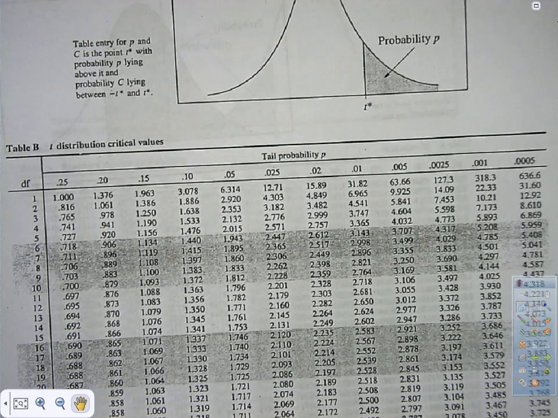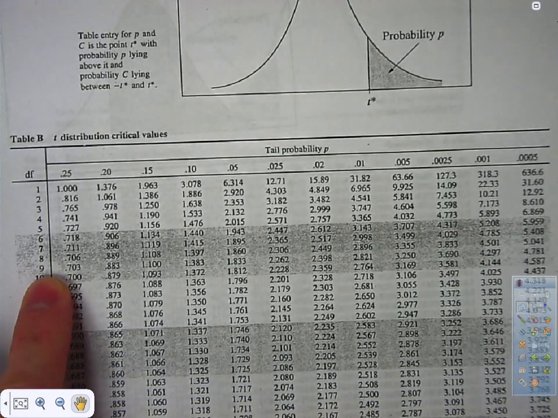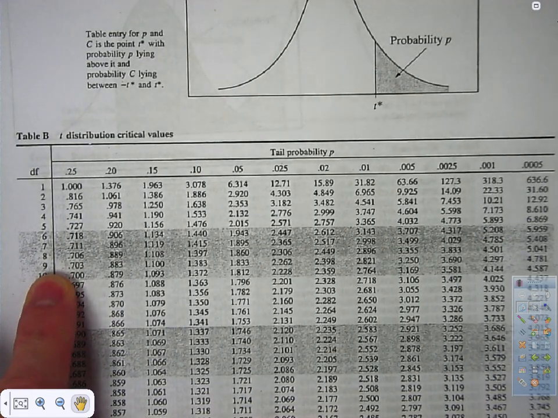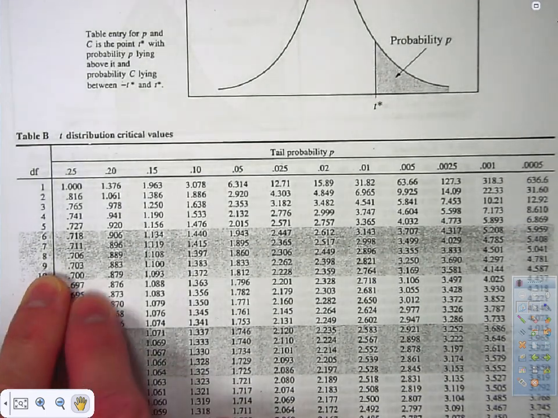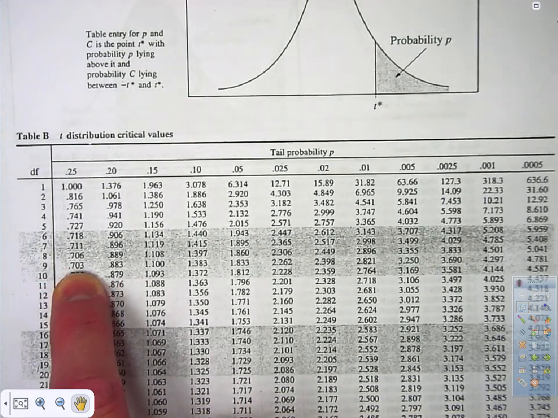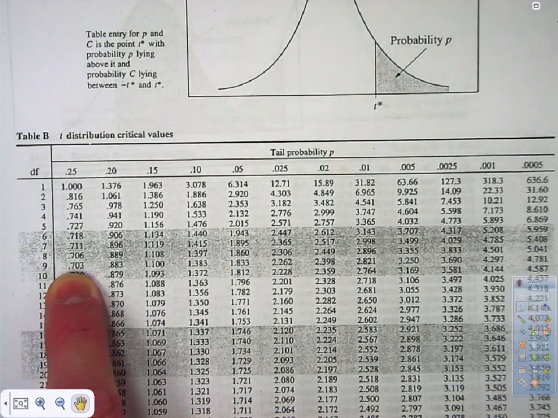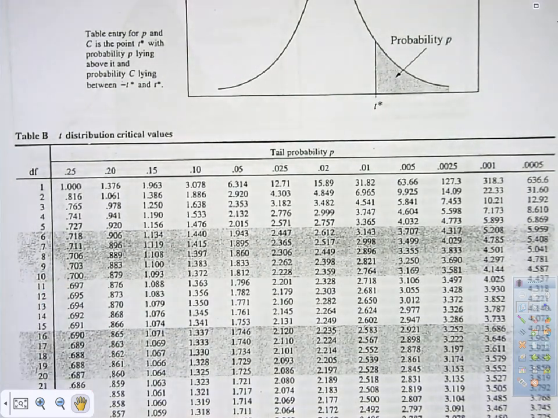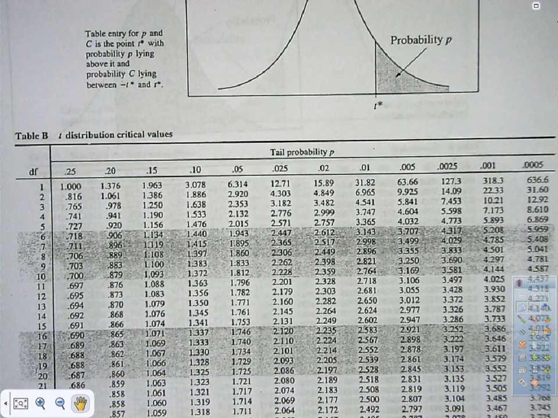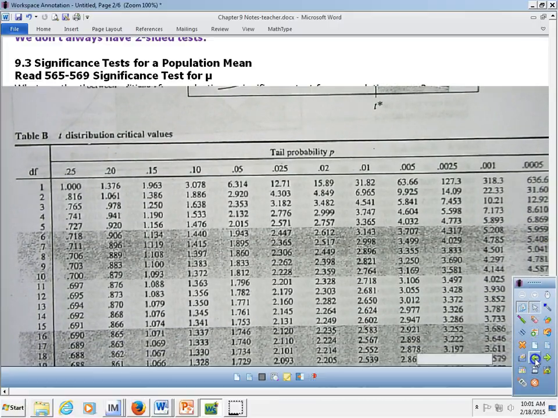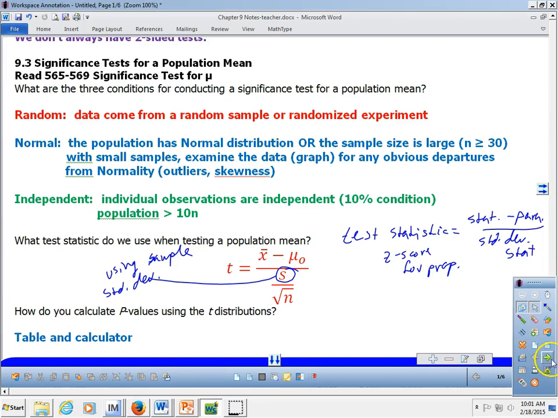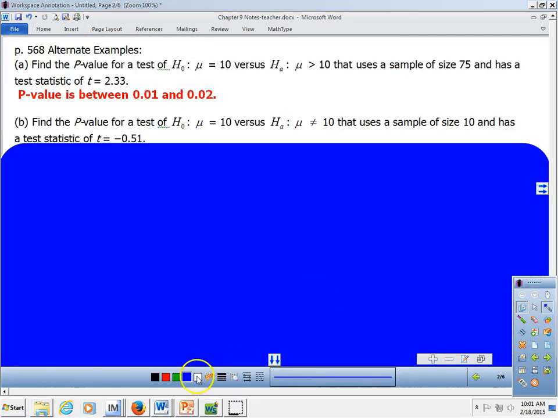So our sample size was 10. We need degrees of freedom of 9. And now we're looking for a t that is 0.51. And so we move over, and there is no 0.51. Which means that our tail probability is at least 0.25. It's at least 0.25. So far, our p-value, we have to say, is at least 0.25.